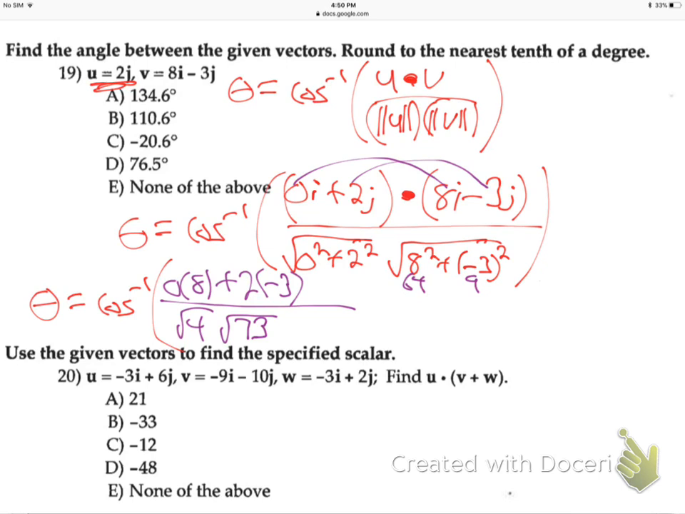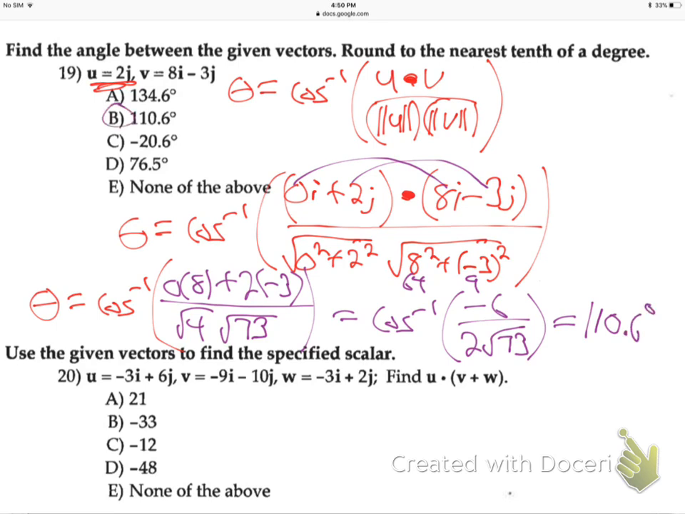So we have the inverse cosine of negative 6 over the square root of 4, that's 2 root 73. You don't have to keep simplifying. Just type it into your calculator: inverse cosine of what's in the parentheses. I'm getting 110.6 degrees. Answer B on number 19. Let's keep going. Number 20.